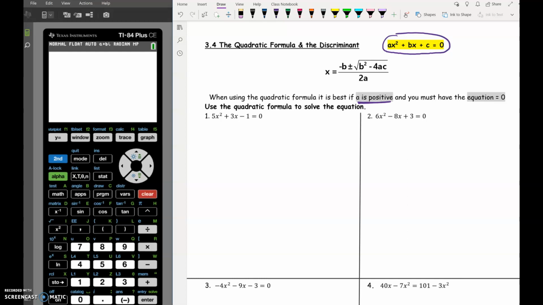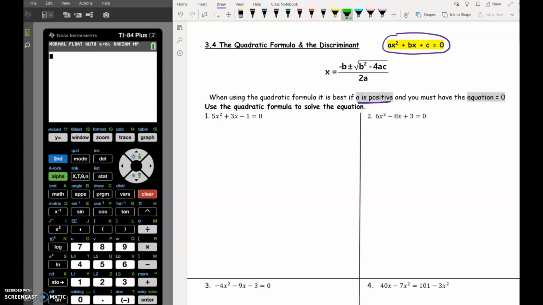Probably not. Anyway, notice I said opposite of b, so whatever your b value is, you have to put the opposite of that in there. I am not going to force you to memorize this formula. I will always give it to you. However, it is a whole lot easier to use it if you have it memorized.